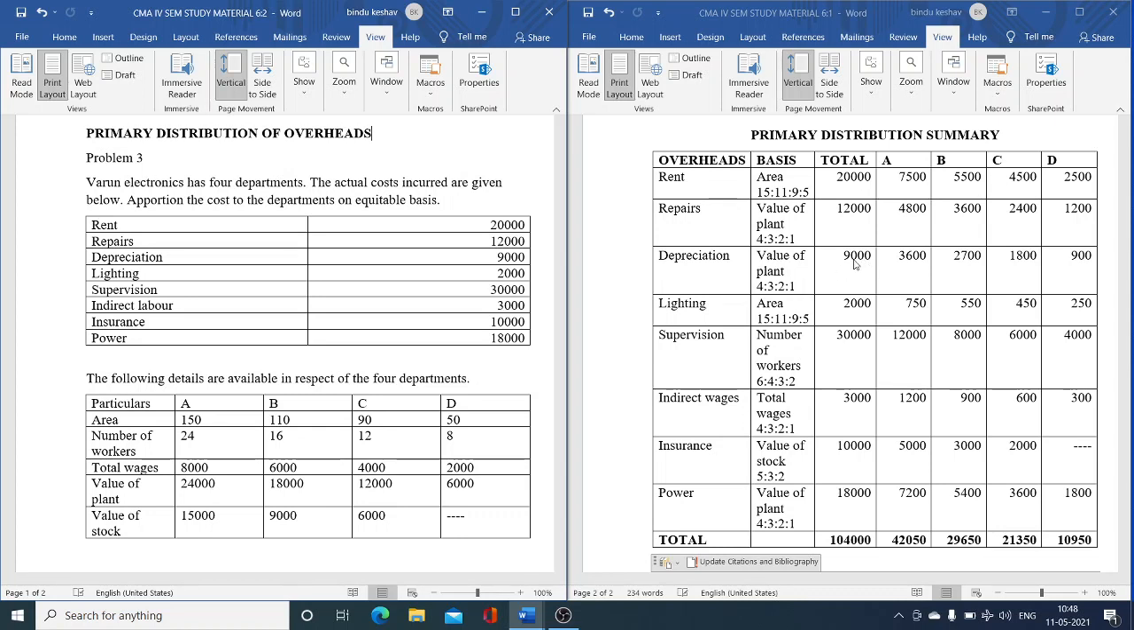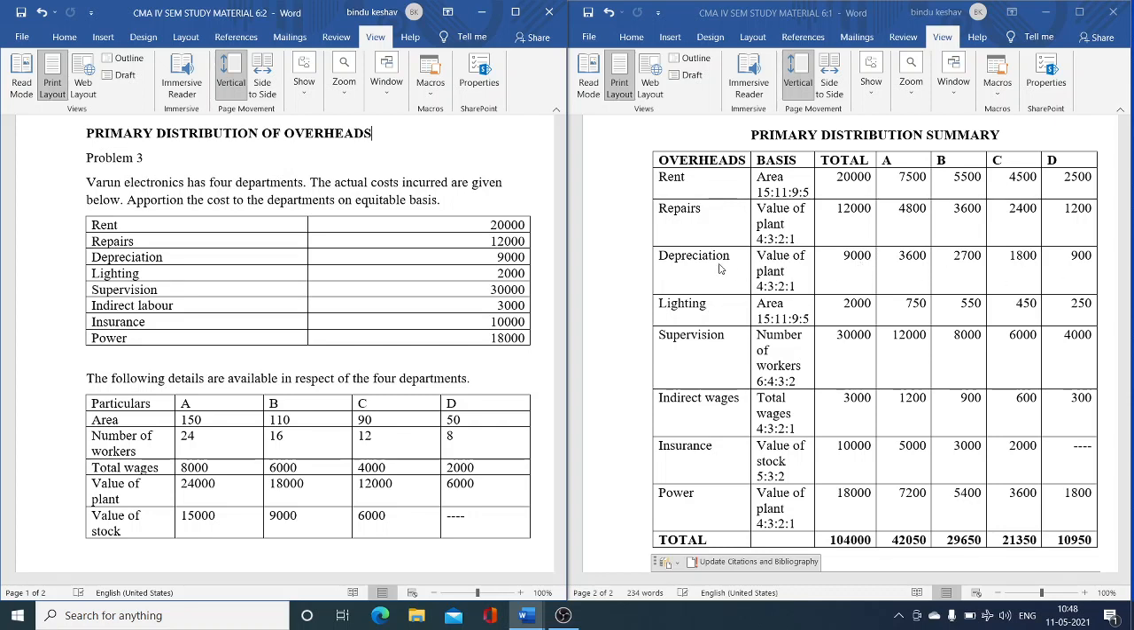So how do we divide? 9,000 into 4 divided by 10 is 3,600. Next, 9,000 into 3 divided by 10, 2,700. Next, 9,000 into 2 divided by 10, 1,800, and the last one is 9,000 into 1 divided by 10, that is 900.